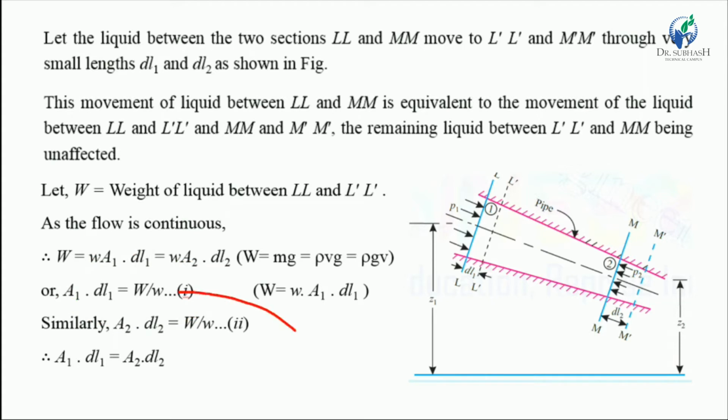Now similarly we can get a similar equation: weight upon specific weight is equal to A2 into dl2. So according to equation 1 and equation 2, when we compare them, we get A1 dl1 is equal to A2 dl2. This relation we can get.